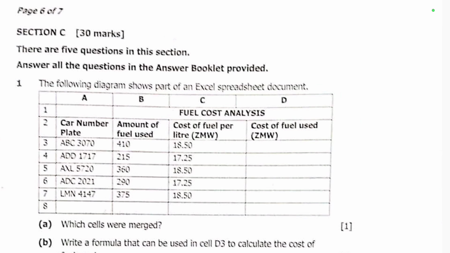Guys, we have this examination question, section C. We've done section A, multiple choice, and section B, one-word answers or just short phrases. Section C has 30 marks, and we are required to answer all the questions, and this is very simple. Okay, let's start with the first question here.